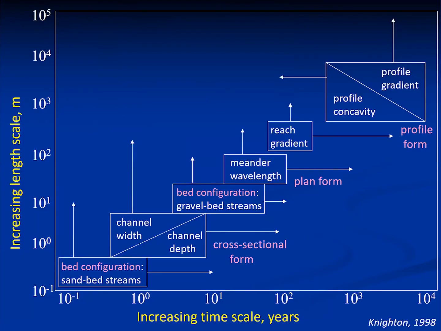very important. And one way to look at this is from Knighton's, a very nice fluvial textbook. So going from small spatial scales in the lower left to much larger scales along the y-axis, and then short time scales to long time scales on the x-axis. What Knighton is illustrating here is that something like the bed configuration of a sand bed stream changes almost instantaneously over very small spatial scales. As you go to the upper right in this figure, you're getting to things like the profile concavity and gradient that are influenced by climate and geology over long time scales.